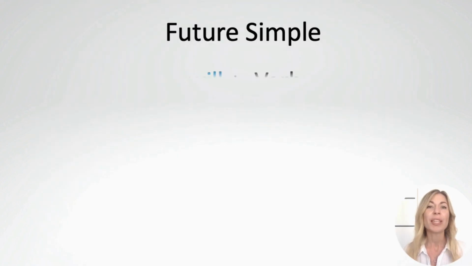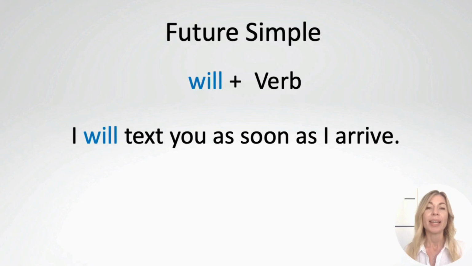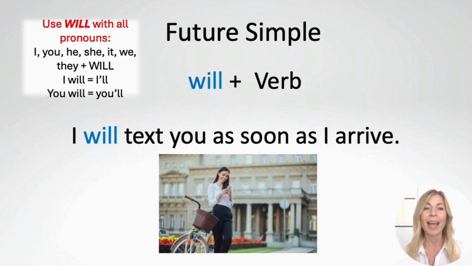To form future simple, use will and the base form of the verb. As you can see, I will text you as soon as I arrive. We use will with all pronouns. We often use short forms, so-called contractions. I will would be I'll. You will sounds you'll. Native speakers rarely use full forms, so you should be aware of that.